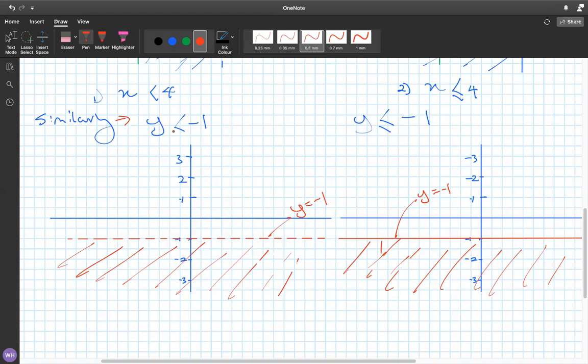Quickly draw this. I didn't mention it. Okay, so I'm sorry if it is my mistake. So you can say similarly y is less than minus 1, and here y is less than or equals to minus 1.